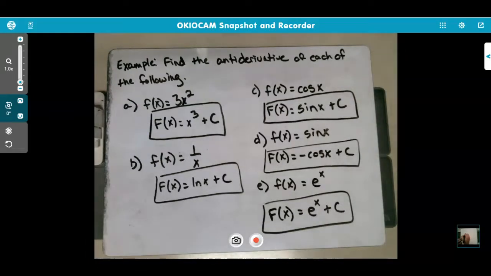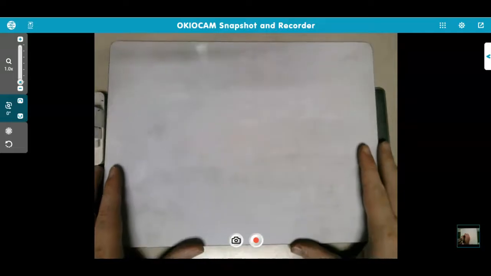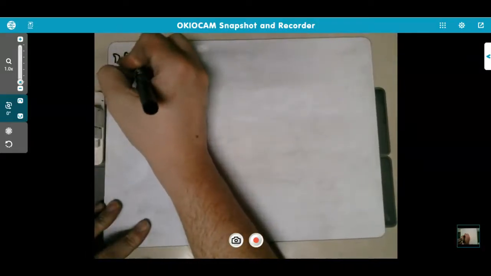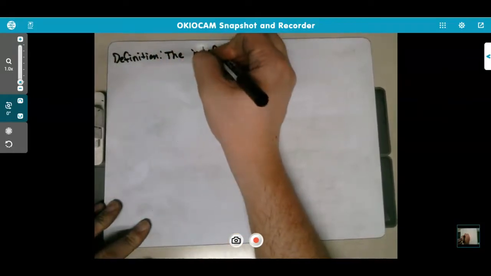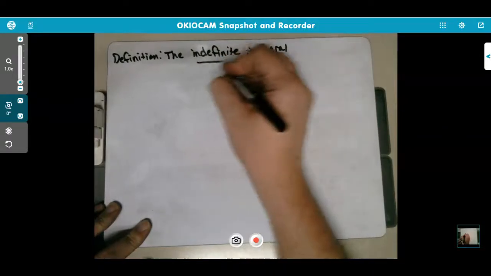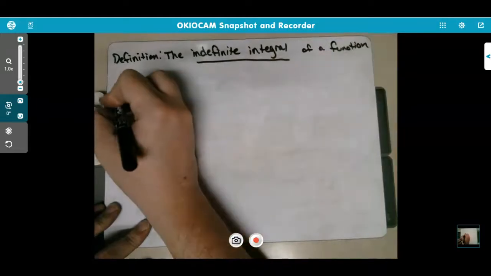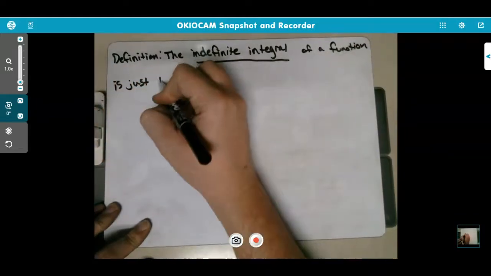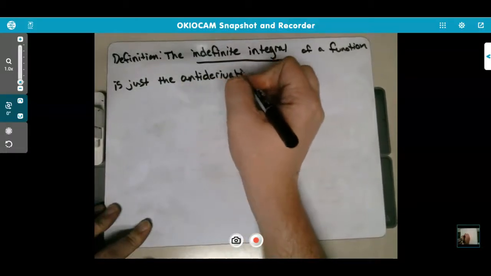There is another term for the antiderivative, and that is the indefinite, or here, let me write the definition first. The indefinite integral of a function is just the antiderivative. And once again, don't forget the plus c.